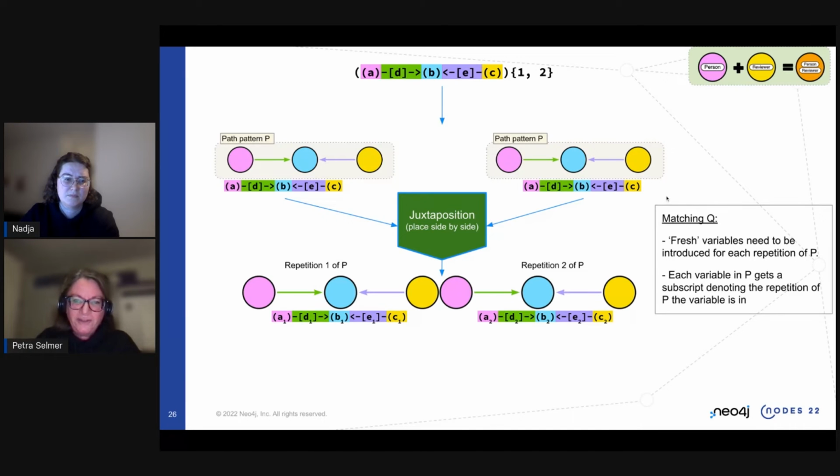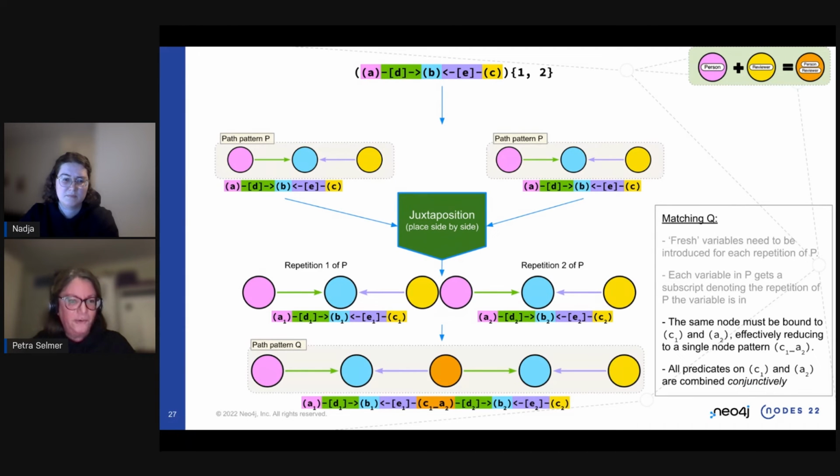So what happens here is we've got on the left-hand side the first repetition of P corresponding to the lower bound, and the second repetition of P corresponding to the maximum. Obviously, if we had something like 1 comma unbounded, you could have many, many of these repetitions of P juxtaposed side by side. But let's keep things simple. Within each copy of the original path pattern, underneath the hood we subscript every variable with a number denoting which repetition it's in. This is basically to namespace all of these variables. So in the first repetition of P, all of these variables are namespaced so we know that they correspond to the first repetition of P, and so on.